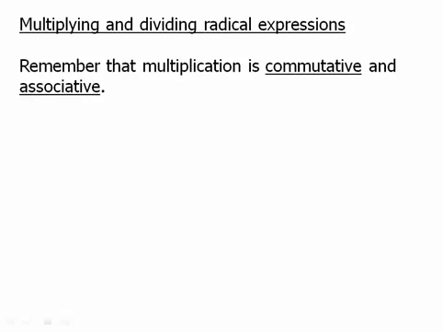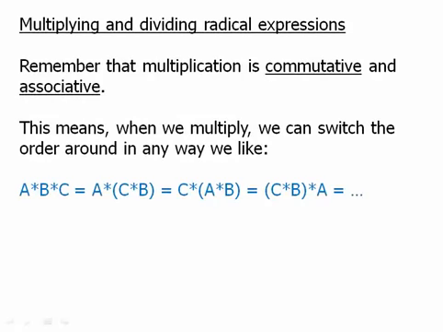Now we'll talk about multiplying and dividing radical expressions. Remember, first of all, that multiplication is commutative and associative. What does this mean? It means when we're multiplying things, we can swap the order around in any way we like. As long as everything is multiplied together, we can choose which pieces get multiplied together first. We can do them in any order. We have a lot of choice about the ordering and the arrangement of the factors.